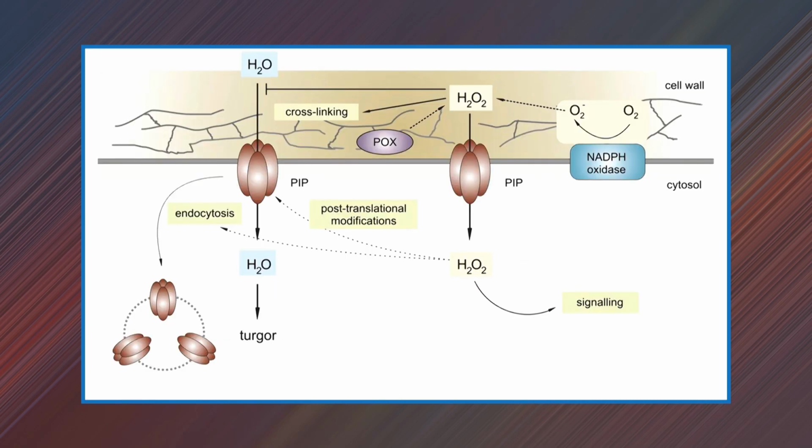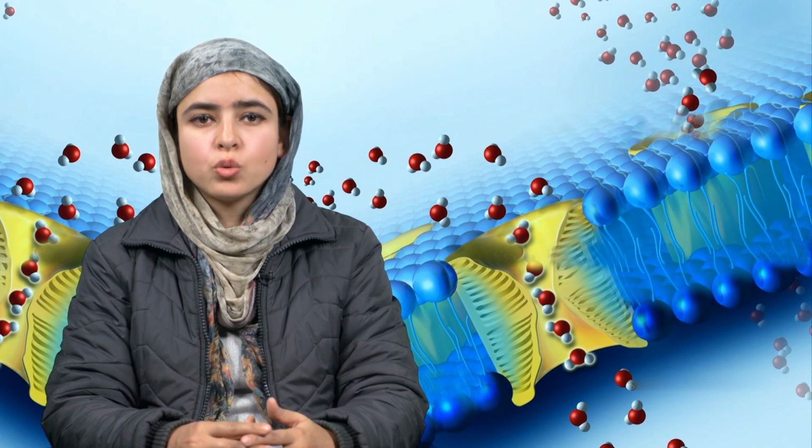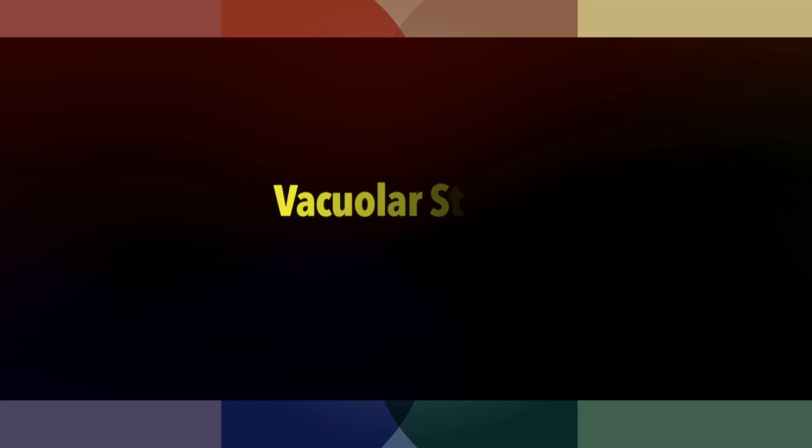Such signaling role, which has been established for mammalian aquaporin 1, aquaporin 3 and aquaporin 8, still awaits experimental demonstration in plants. Guard cells which respond to abscisic acid through H2O2 production may represent an interesting model to address this issue. Number 2. Vacuolar storage.